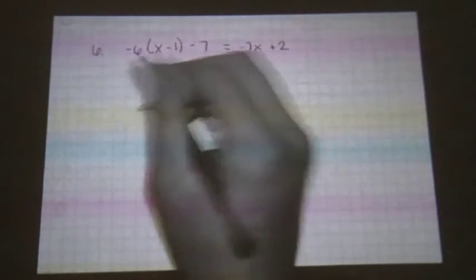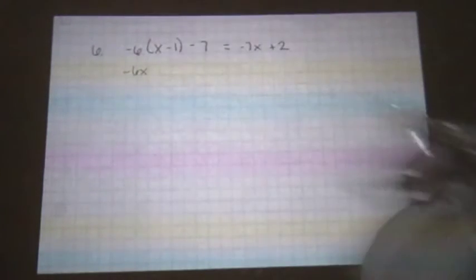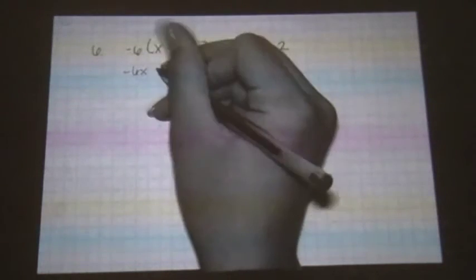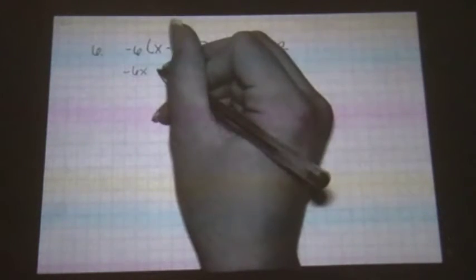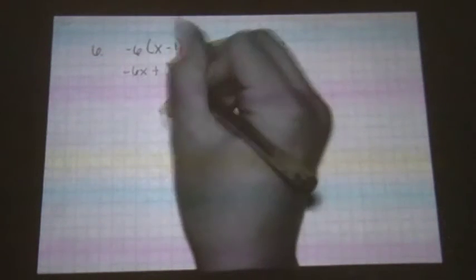We're going to look at number 6 now. So number 6 is negative 6 in parentheses, x minus 1, minus 7 equals negative 7x plus 2. So I'm going to distribute this to whatever's in the parentheses that it's touching. So negative 6 times x gives me negative 6x. Negative 6 times negative 1. Negative times negative gives me a positive, and 6 times 1, 6.